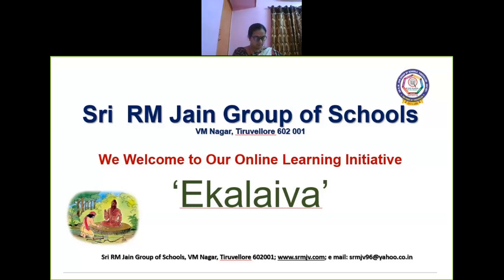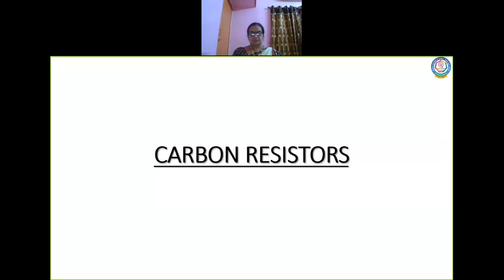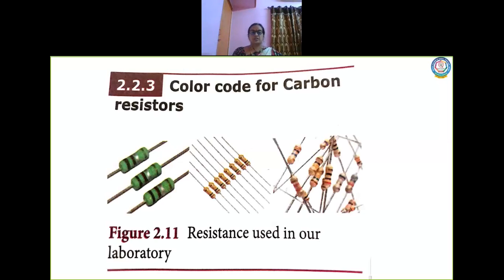Okay. Now, on your page number 96, we are going to go for the topic carbon resistors. Now, this is how resistors look. Look at the diagram which is given. This is how resistors will be. Okay. And you have two leads on either side, and you have colors that are marked on the resistors. Actually, this is a ceramic material.